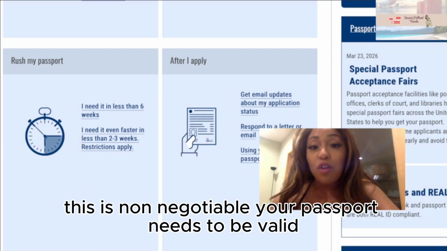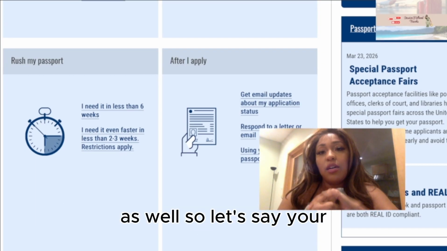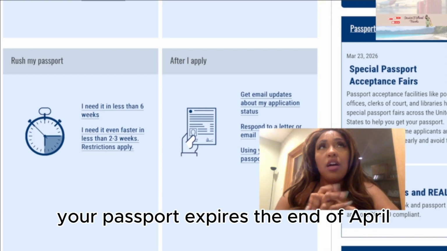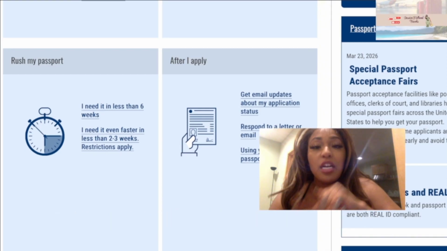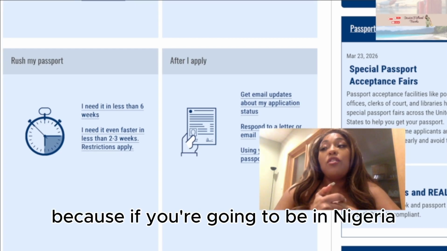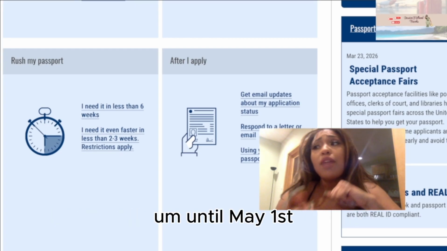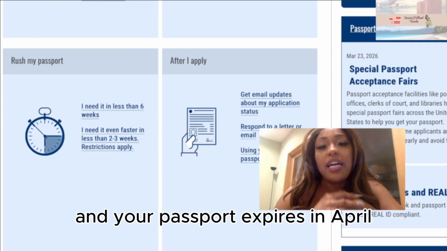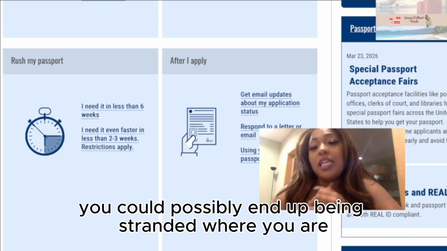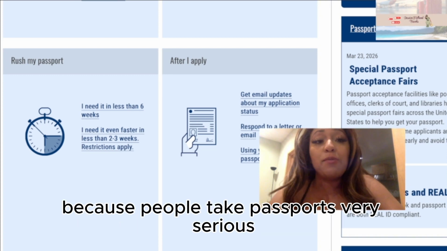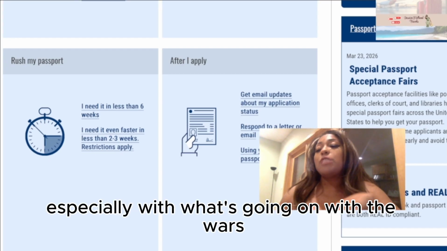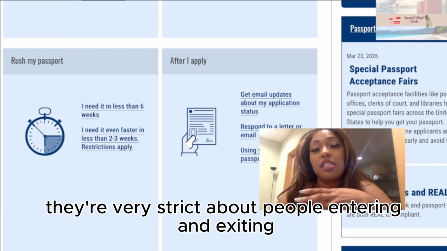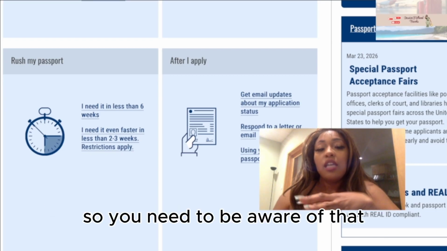This is non-negotiable. Your passport needs to be valid for at least 6 months beyond your travel dates as well. So let's say your passport expires the end of April. You cannot travel, because if you're going to be in Nigeria until May 1st and your passport expires in April, you could possibly end up being stranded where you are, because people take passports very seriously, especially with what's going on with the wars. They're very strict about people entering and exiting. So you need to be aware of that.